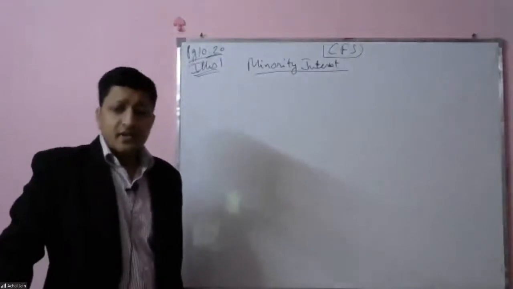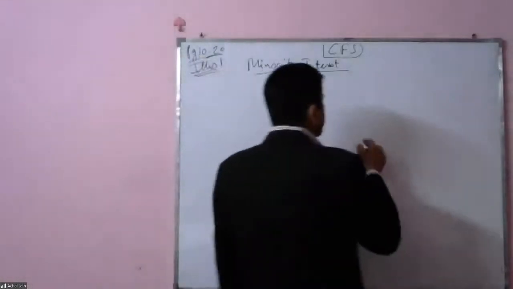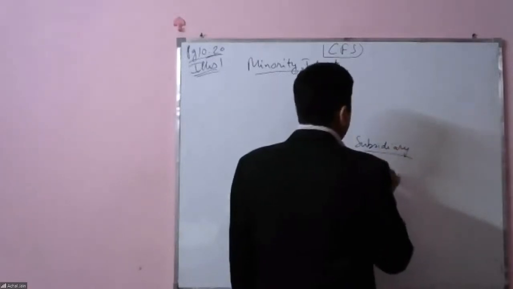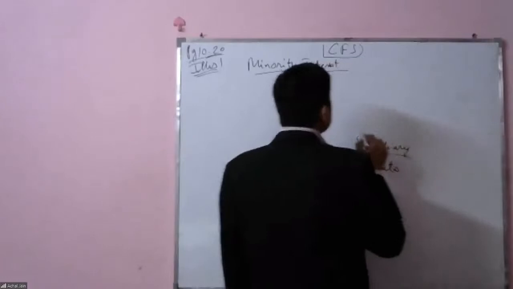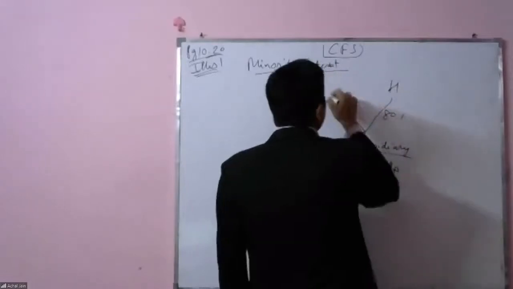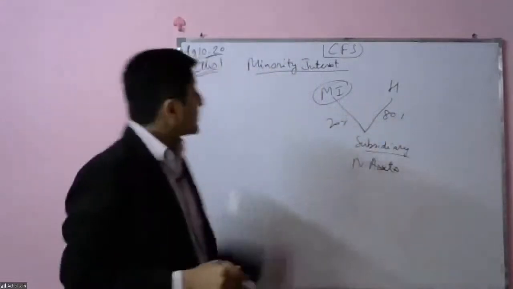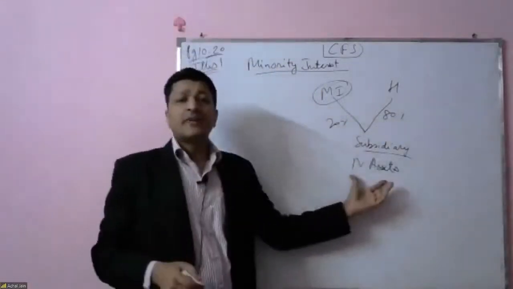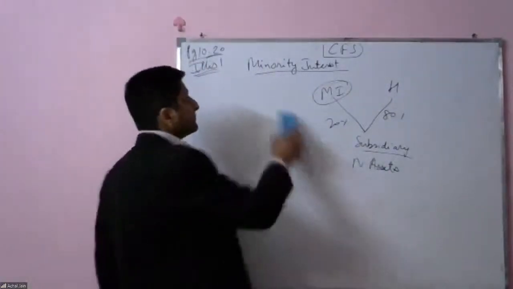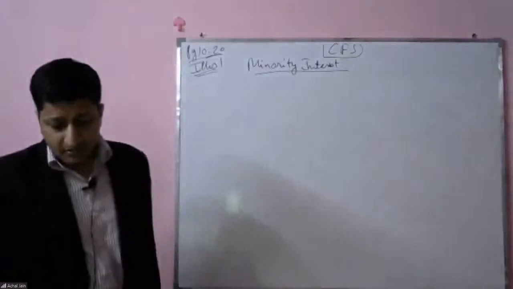Now, what is minority interest? It is a portion of the net assets of the subsidiary. Say we have a subsidiary, and this subsidiary has net assets. In this subsidiary, holding has 80% and minority shareholders have 20%. So what is this minority interest? The 20% share of net assets of the subsidiary will be minority interest. This is what we need to compute. So let's get on to this computation.